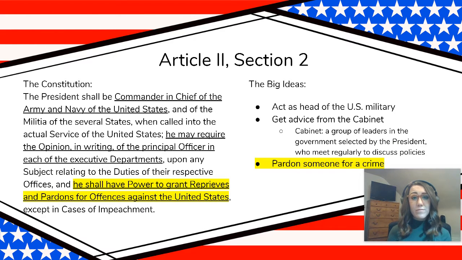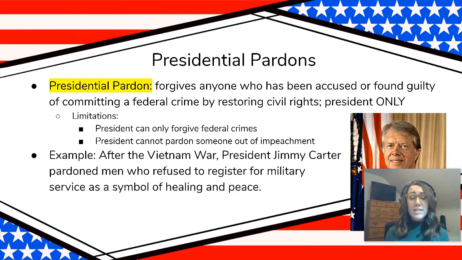Okay, so let's go to the Constitution because you're going to need to be thinking about that answer, why you might need to pardon somebody, because the president has the power to pardon somebody for a crime. What exactly does that mean? It means that the president can forgive anyone who has been accused or found guilty of committing a federal crime by restoring any civil rights. Now, this power is limited to the president only. The legislature and the judicial branch do not have this power whatsoever.